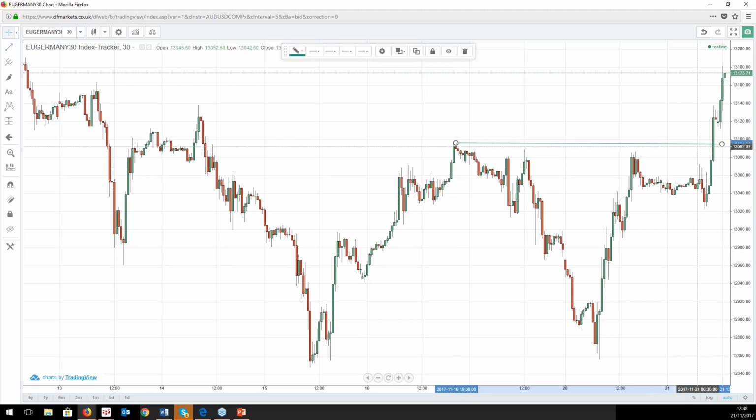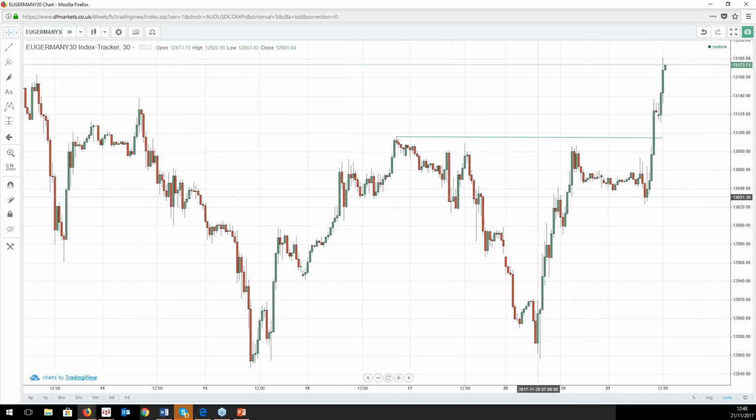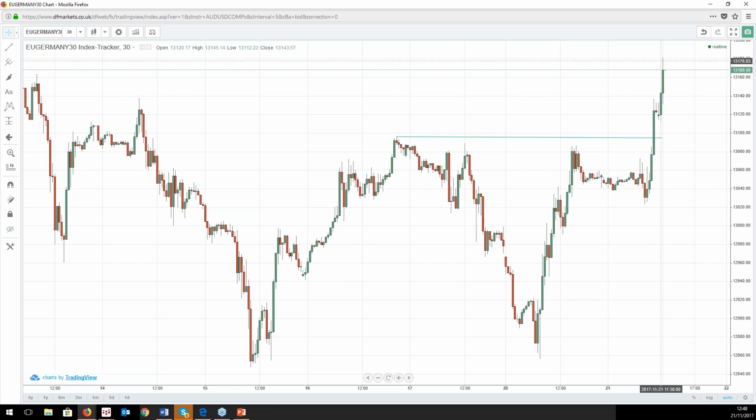Because a break above there would give us what? A double bottom buy signal, and we've done that this morning, and we've seen a reaction. That was at 13,093. We've since rallied 80 points. The DAX is looking very strong all of a sudden again.